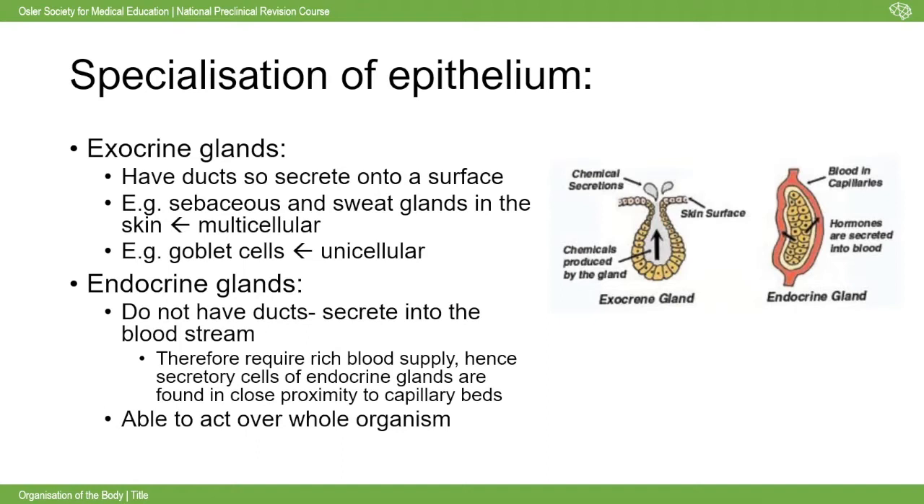Endocrine glands, however, differ in structure because these aren't secreting onto a surface. Instead, they're secreting into the bloodstream, and that allows the hormones that they secrete to actually have global effects on the body and reach particular organ tissues. So these epithelial cells that are secreting require rich blood supply, and hence on the diagram on the right, you can see that these cells are actually surrounded by blood vessels in order to carry away any of the secreted hormones from these cells.